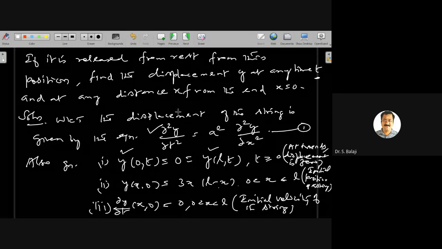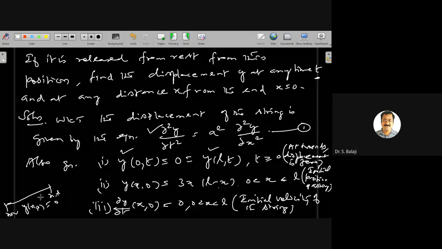In some problems, sometimes the string is initially in the rest position, the equilibrium position, and then by applying some external force it vibrates. In that case, the initial position of the string, at x equal to 0, is equal to 0.